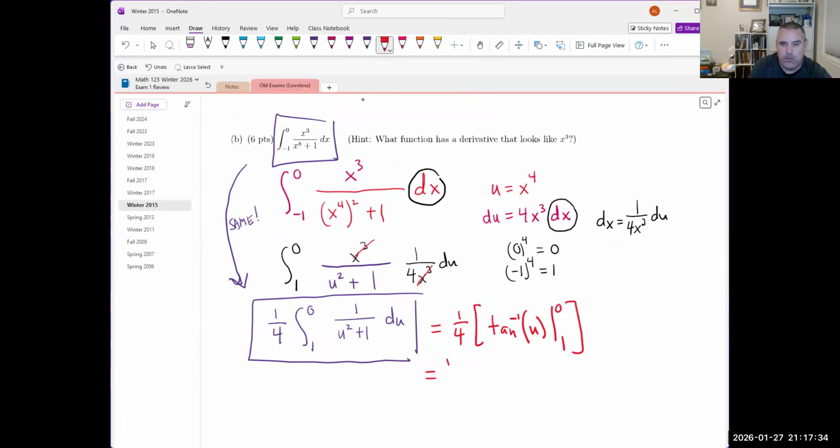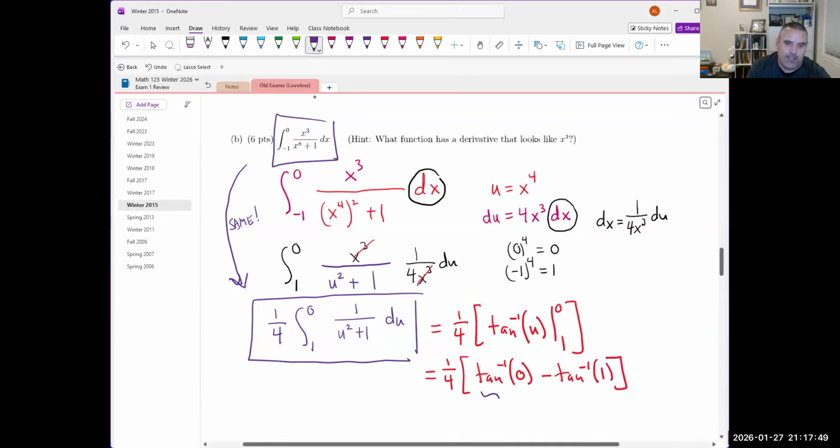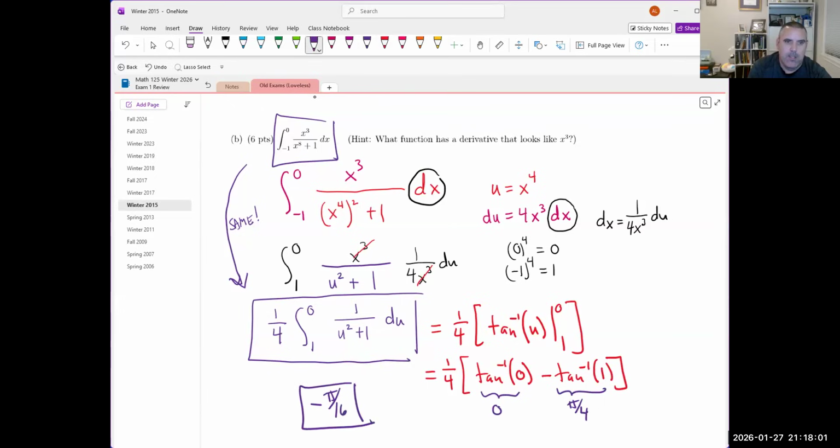So the final answer is 1/4 arctangent of 0 minus arctangent of 1. Now those can actually be simplified because that's 0 and that's pi over 4. So I suspect the solutions I wrote were 1/4 of negative pi over 4, or negative pi over 16. Now you might say, I thought we're not doing an area, so it can be negative, and actually makes sense. This is negative because we're plugging in negative numbers.